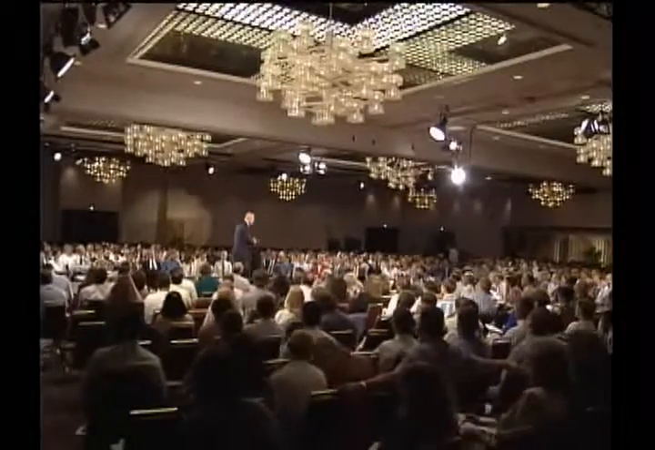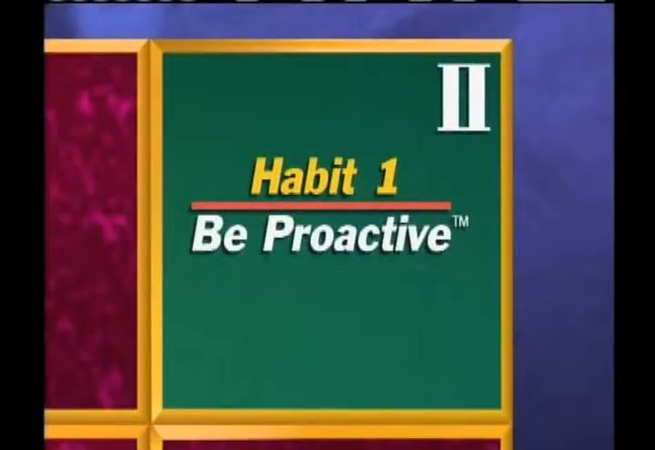All 7 of them. Habit 1, to be proactive. You have to be proactive to act on Quadrant 2. Why? Quadrants 1 and 3, what? Act on you. So you just react to them. You have to be proactive to act on Quadrant 2.